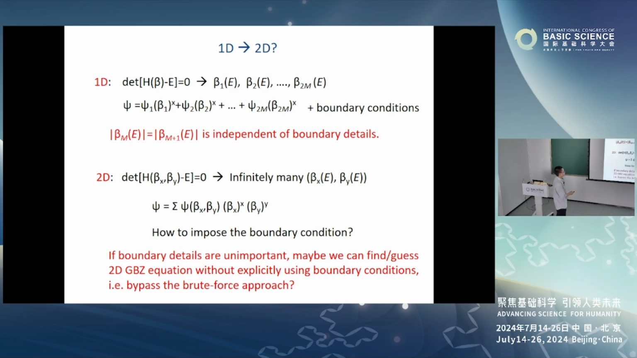In 1 dimension, the boundary consists of just 2 points, the 2 ends. But here in 2 dimensions, the boundary is actually a 1-dimensional object. So the number of the boundary conditions is proportional to the linear size of the system. So it's also difficult to impose the boundary conditions.